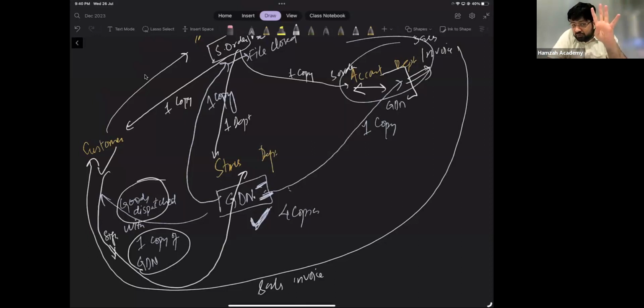You see, 4 copies of GDN, 4 copies of sales order, and 2 or 3 copies of the sales invoice as well. Normally 3 copies, I think. This is how controls work, which I have envisioned. In some other company, it may work in a different way. I hope you understand.